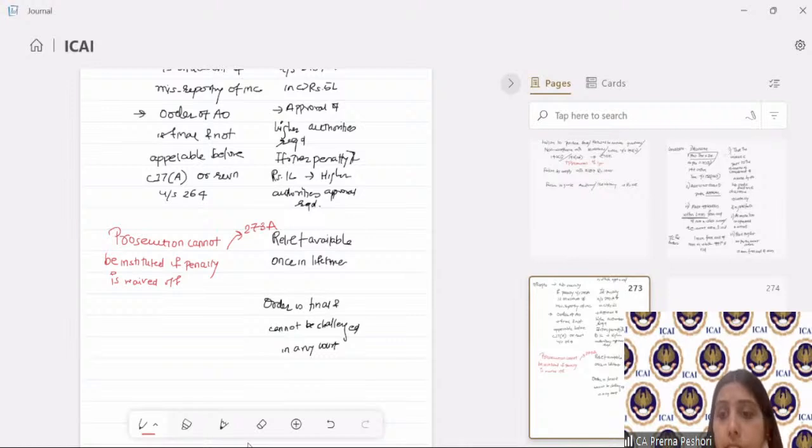Yes, Geeta, you are correct. In the culpable mental state, the accused himself has to prove that he has not done it intentionally wrong. That's clear, correct.